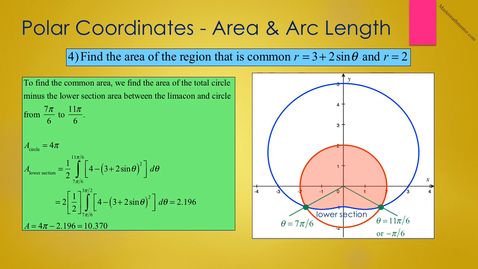Again, we can make life a little bit easier by saying that is 2 times 1/2 and take the integral from 7 pi over 6 to 3 pi over 2. When we calculate that, we get 2.196. So our area of the red region is 4 pi minus 2.196, or 10.370.